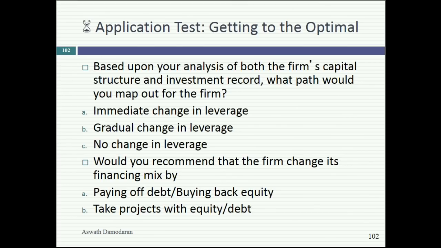And once you've made that decision of how quickly or gradually, then the second question I'm going to ask you is, how do you plan to change your debt ratio? And if you think about changing your debt ratio, you can play with the liability side, borrowing money to buy back stock or raising equity to retire debt, or do you want to do it by taking projects? And that question is going to be determined by, do you have good projects or bad projects?